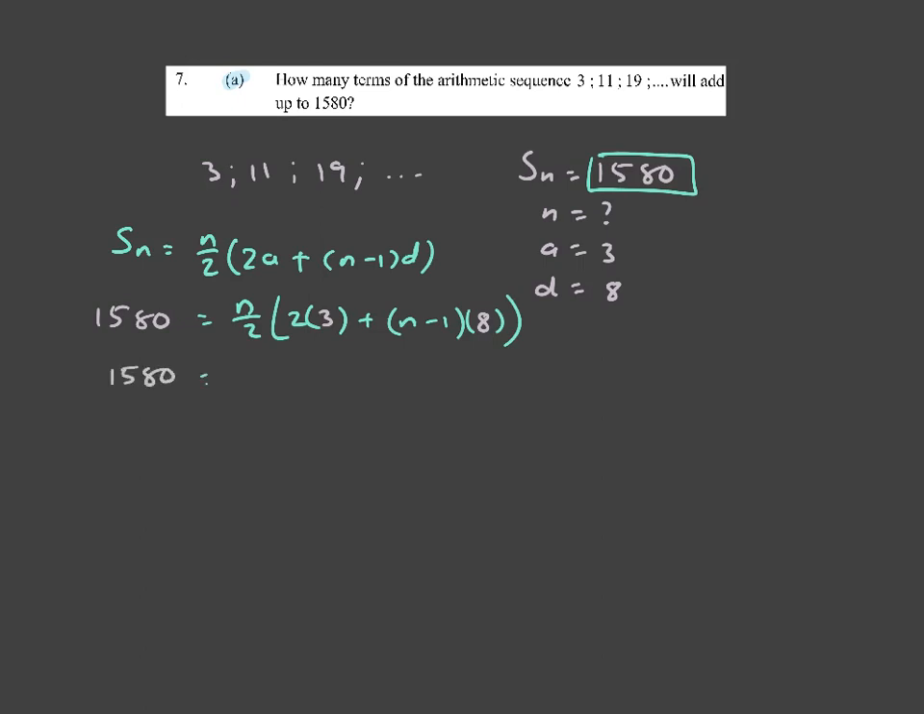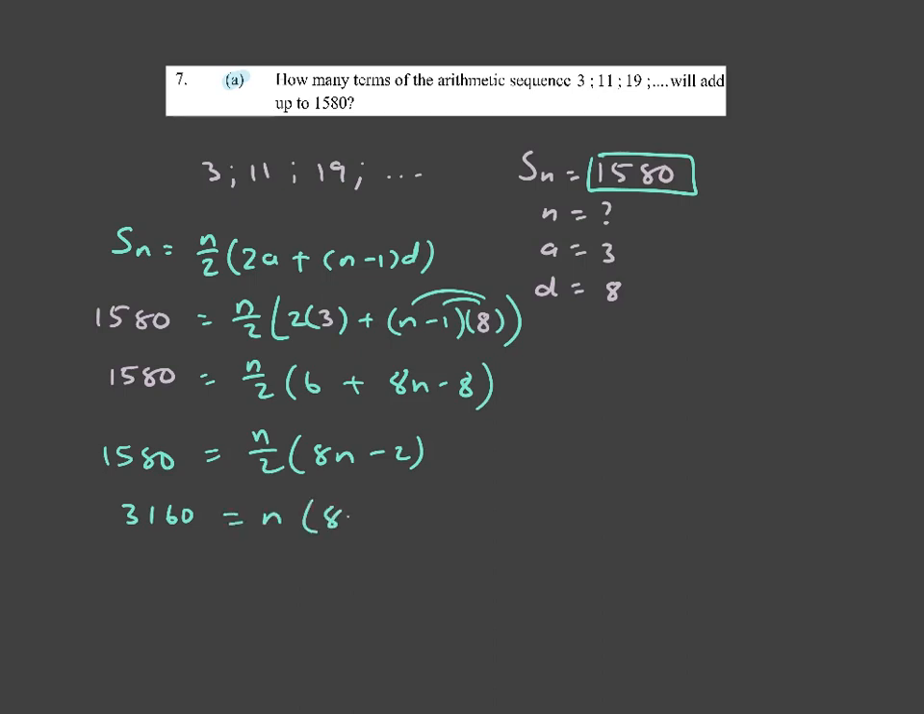So 1580 is equal to n over 2 times (6 plus 8n minus 8). Expand. So in other words, n over 2, so that's 8n, right? And 6 minus 8 is minus 2. Now listen, you're always going to get a quadratic here, of course, so don't freak out. Just go through the motions. 1580 times 2 is going to equal 3,160, which is equal to n times (8n minus 2). You follow what I did? Multiply by 2 on both sides. Right, and then expand that.